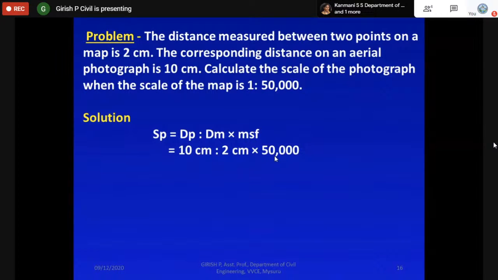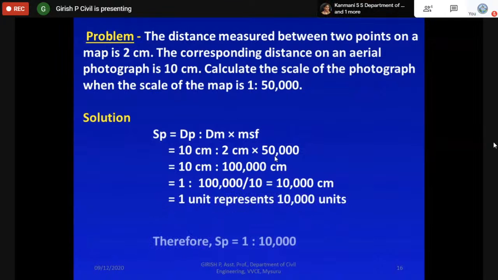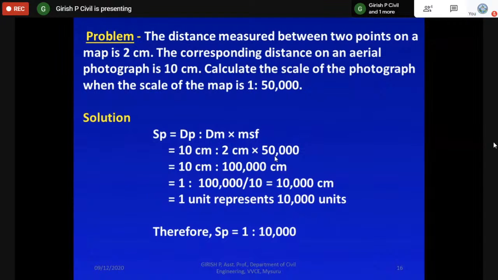Scale is 1:50,000, so into 50,000. Then 10 centimeter into 1 lakh centimeter. So 1 to 1 lakh centimeter divided by 10, that is 10,000 centimeter. The 1 unit represents 10,000 units. Therefore, the scale of photograph is 1:10,000. So this is another condition for the fixation of scale.